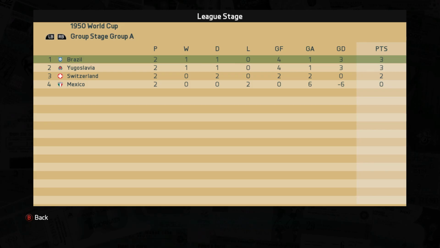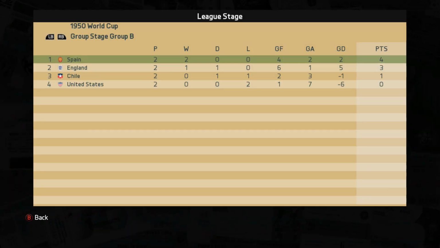So how are the tables looking at the moment? Group stage A. Everyone's played 2 matches each. Brazil and Yugoslavia both on 3 points. Oops. Group B. Everyone's played 2. Spain 4 points at the top. Then England on 3 points in second place at the moment. In Group C, Sweden top the group at the moment, but Italy and Paraguay yet to play their second game. And in Group D, nobody's played anything yet.